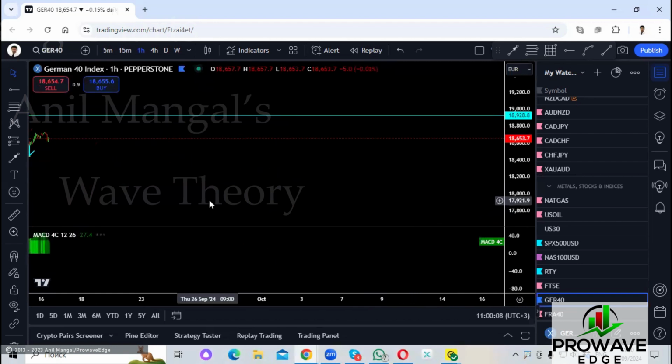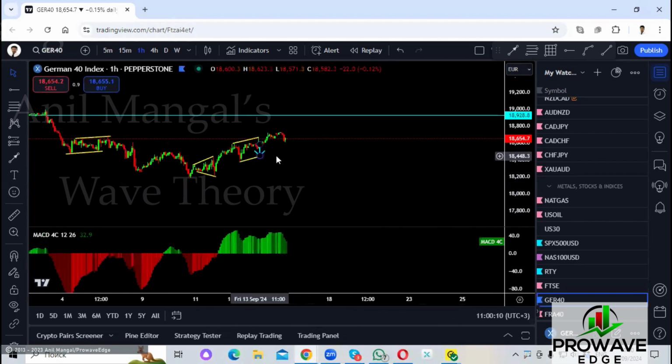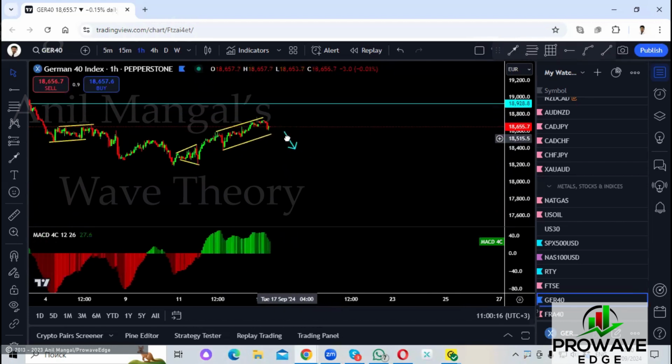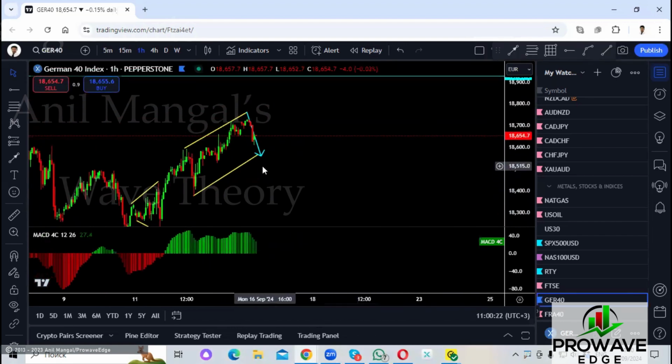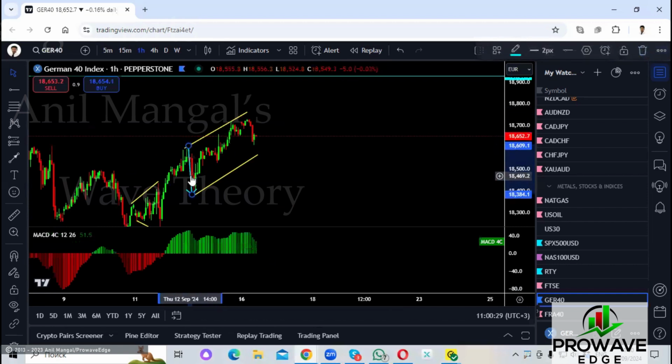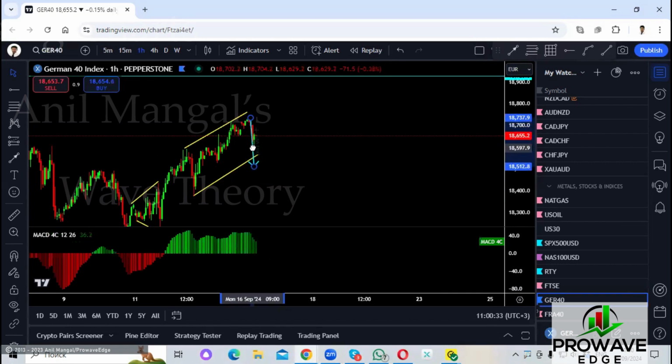DAX. Did we get a pullback? No, but you're getting a pullback now. Any pullback now becomes a buy. Actually, you do have a little pullback here. You wanted to pull back a little more. Just a little more, and then we go for the buy.